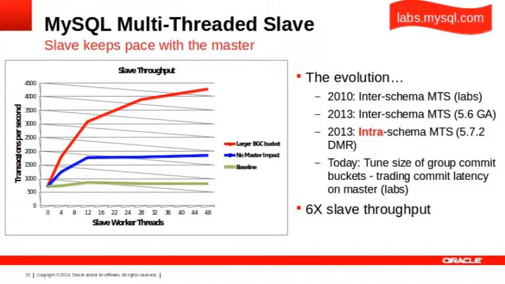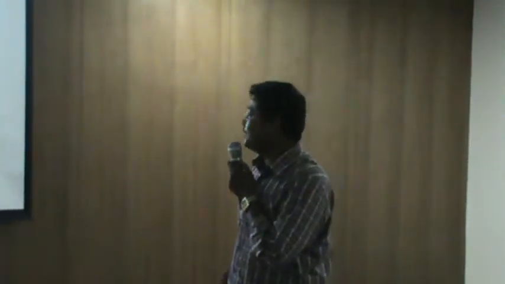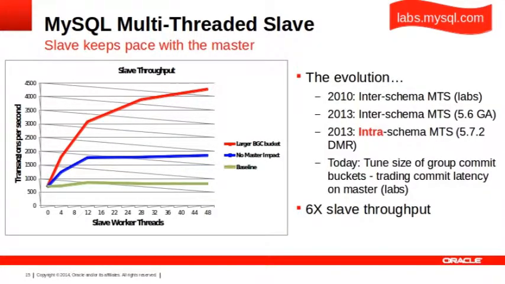Okay, so basically it shows how multi-threaded slave gives better and better performance. This is a real old graph, I think 5.7.2, when there were some major changes. I just explained two, three things about how it works. Multiple threads can work for a single database, so transactions for the same database can be applied in the slave using two or more threads.